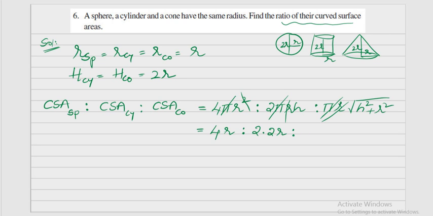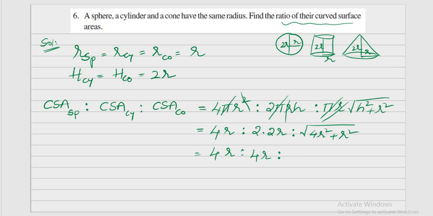So here what am I going to get? Square root of, so h is nothing but 2r, right? So 2r whole square is nothing but 4r square plus r square. So when I write it in order, what am I going to get? So 4r is to 2 into 2, again here I am going to get 4r.